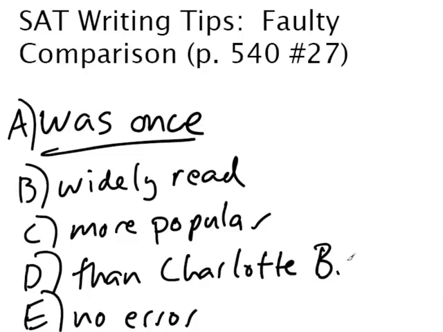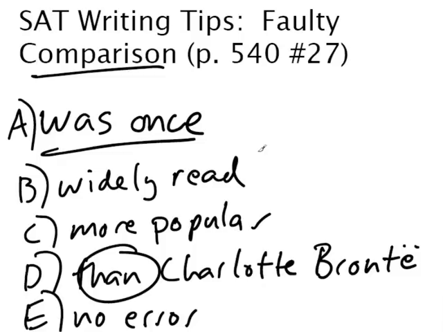Well, what do you see here that we talked about in the earlier example? Well, we see the word than. Okay? If you see the word than, there's a good chance that it's a comparison error. Okay? So again, let's think about what we're comparing here. I'll read the sentence one more time. The novel Pride and Prejudice by Jane Austen was once more widely read and was more popular. Okay, so what are we comparing here?